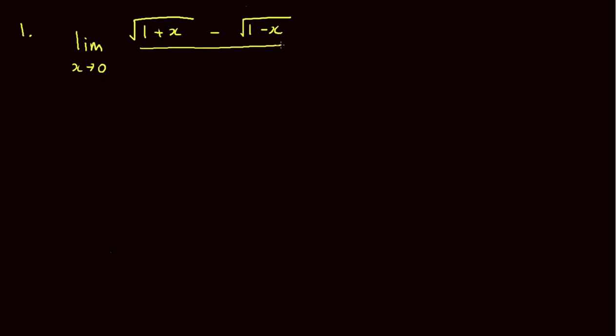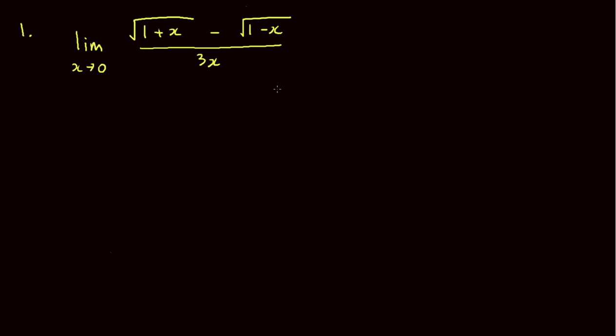So the first question we're given here is a function whose limit is as x approaches 0. The form is like this: root of (1 plus x) minus root of (1 minus x), over 3x. So what I want you to do is to pause this part of the video and try to solve the limit yourself. You can use either factorization or L'Hopital's rule.